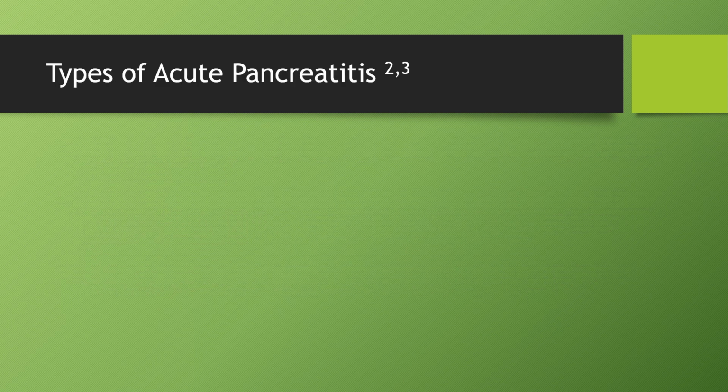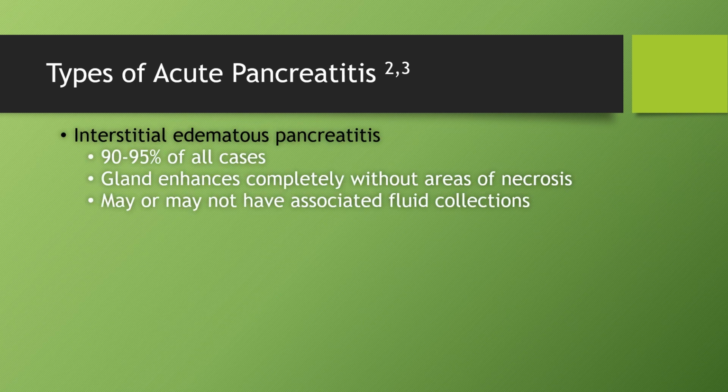So let's talk about the types of acute pancreatitis. Interstitial edematous pancreatitis is the most common. It encompasses 90 to 95% of all cases. Here, the gland will enhance completely without areas of necrosis, and they may or may not have associated fluid collections.